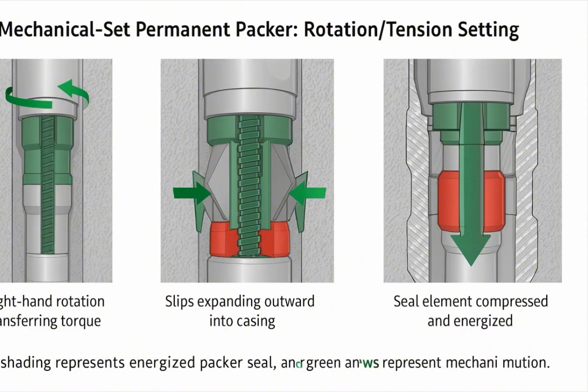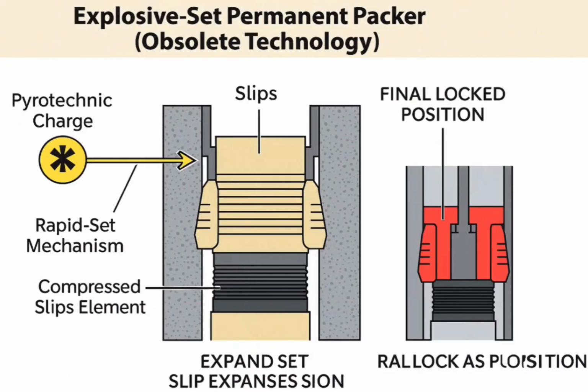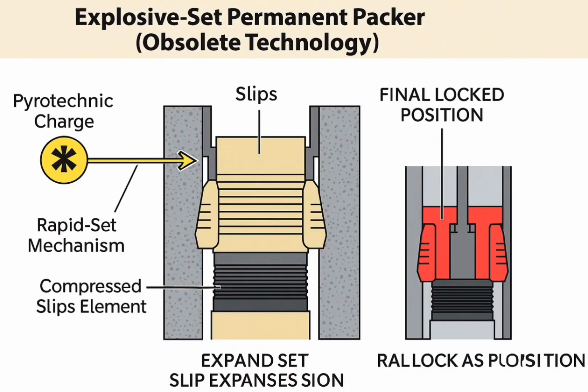It reinforces the understanding that improper torque, casing scale, or misalignment can prevent the packer from fully setting, which compromises the primary barrier. Explosive set permanent packer, obsolete technology.